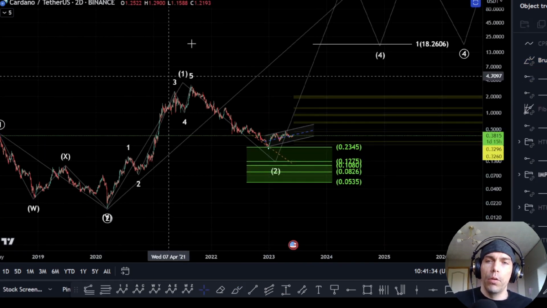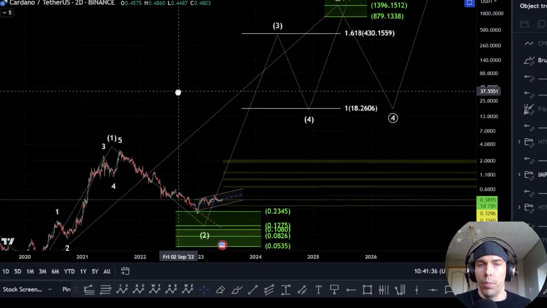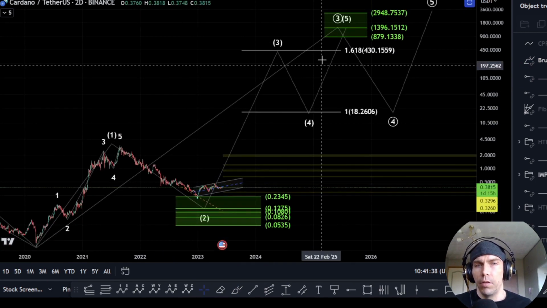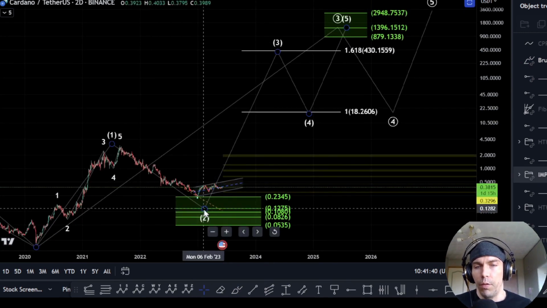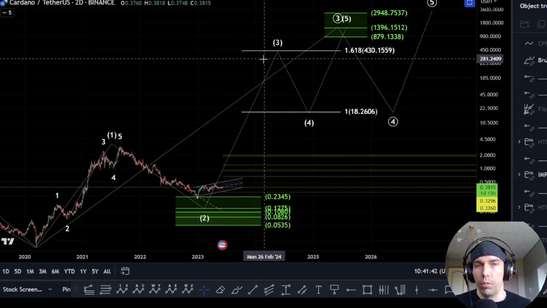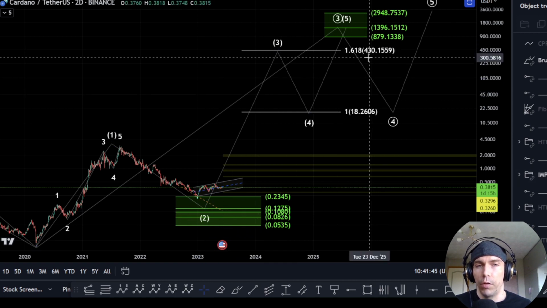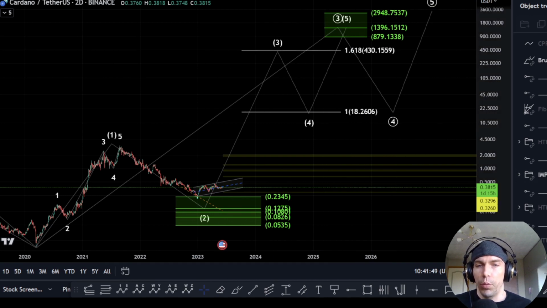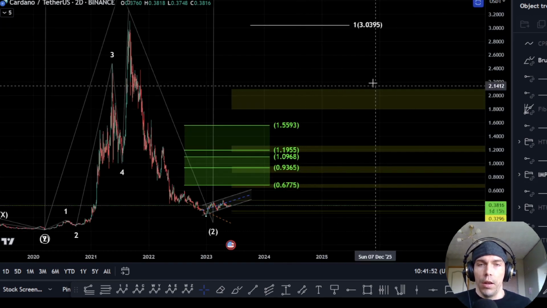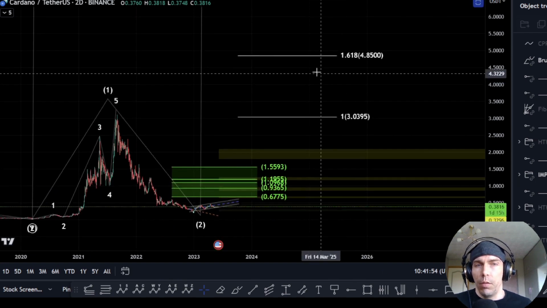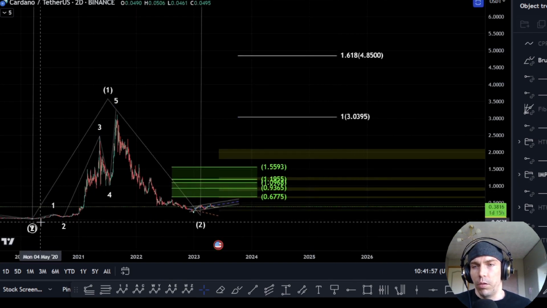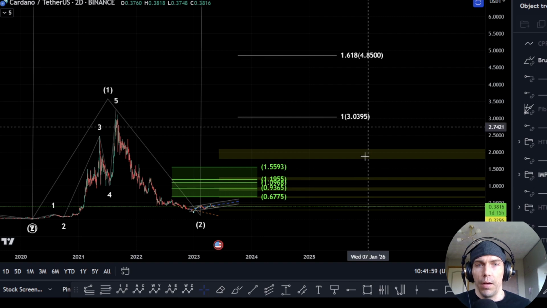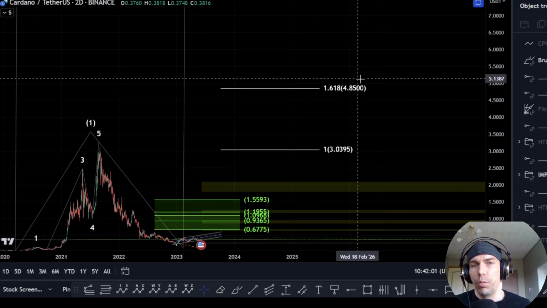Now, if we have a look at the chart here on log base, what we can see is this 1.618 of this wave 2, based off coming to the 0.618, would be much higher here towards this $430 area, which I'm not sure if that's achievable. However, if we come here onto the linear scale, what we can see is that 1.618, if we base it on the linear scale, would actually only be here at this $4.85, which is much more achievable.